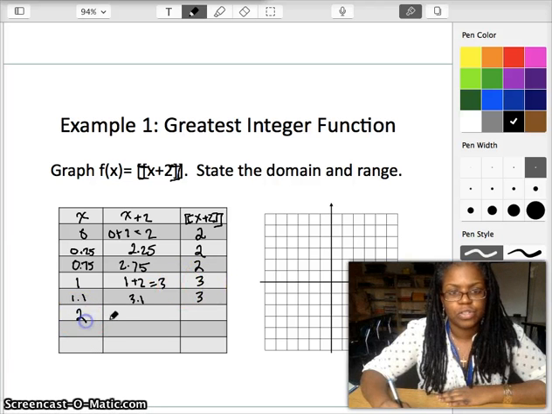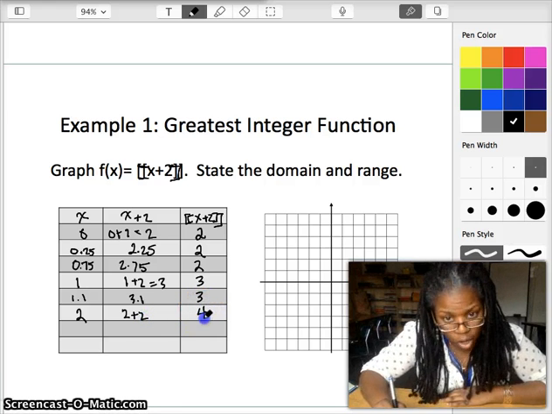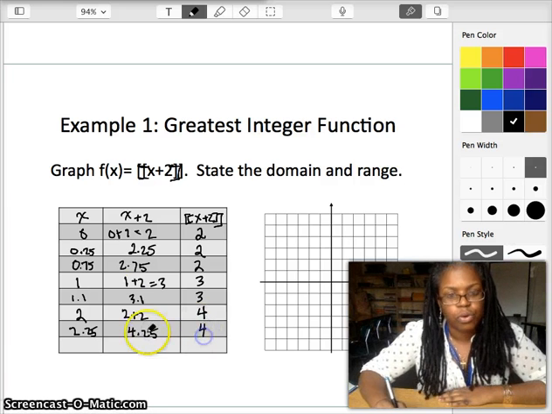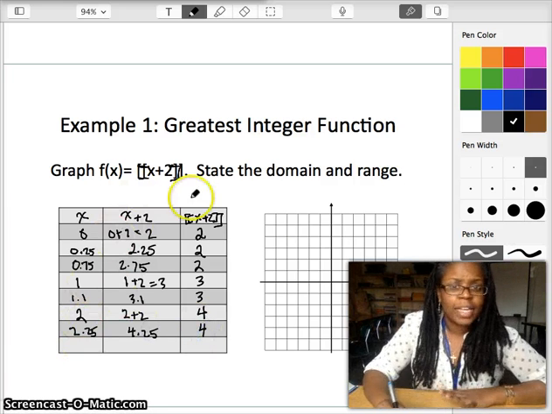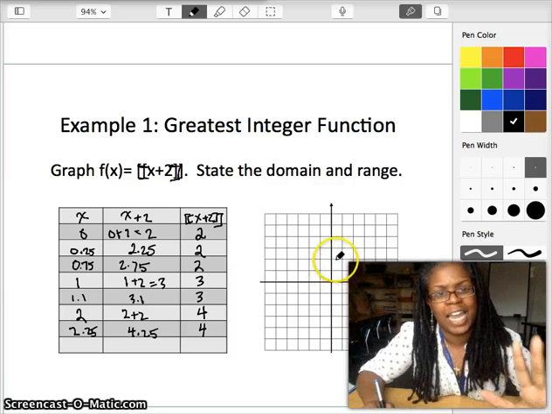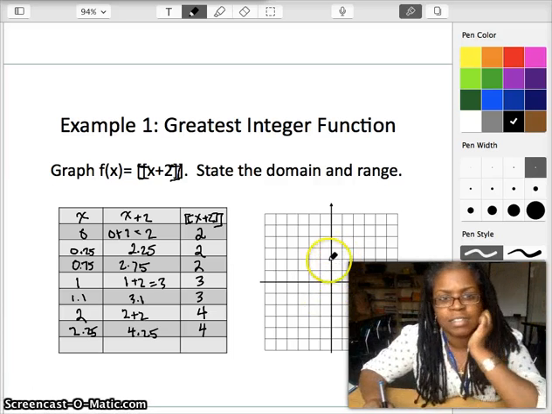So when I get to 2, 2 plus 2 is 4. Greatest integer less than or equal to 4 is 4. And 2.25 gives 4.25 in here. What is that going to be? Still 4. You guys get it, I hope. If not, rewind it. Go back to the birthday thing. I think the birthday thing's a good idea. I like it. All right, let me just grab this and stop talking.